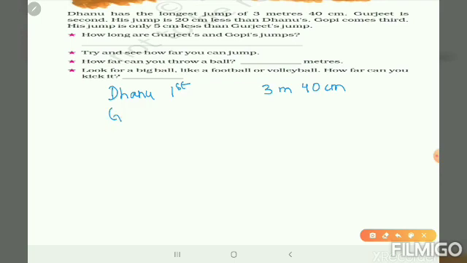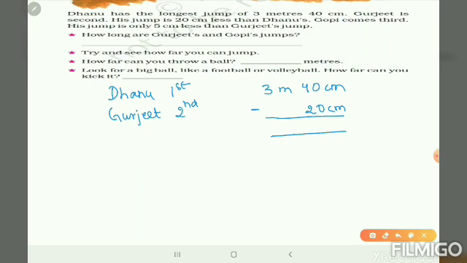So who came second was Gurjeet. His jump is 20 centimeter less than Dhanu's. His jump is 20 centimeter less, which means you have to subtract 20 centimeter from Dhanu's jump, then you can get how long Gurjeet's jump is.